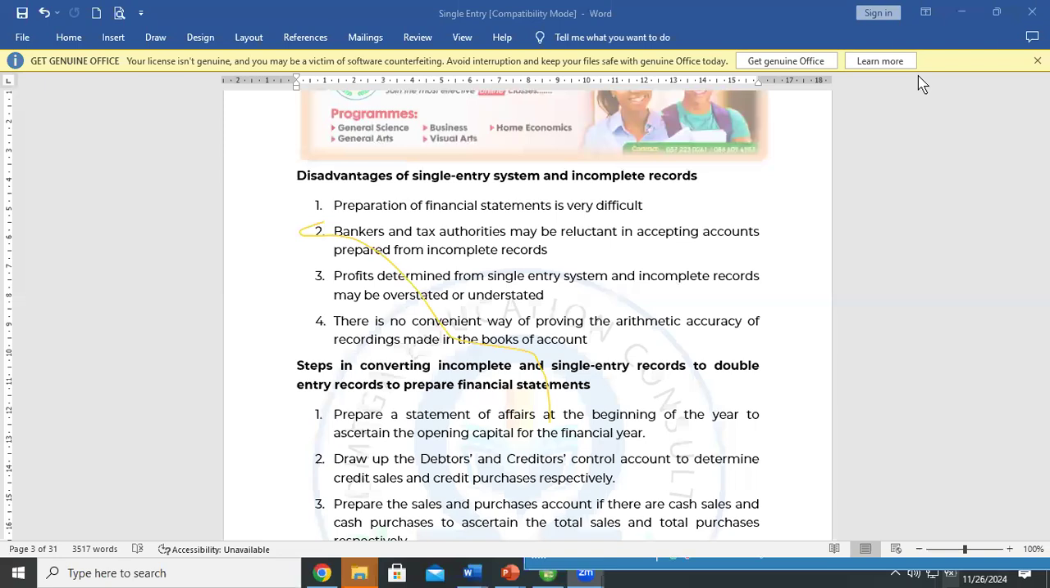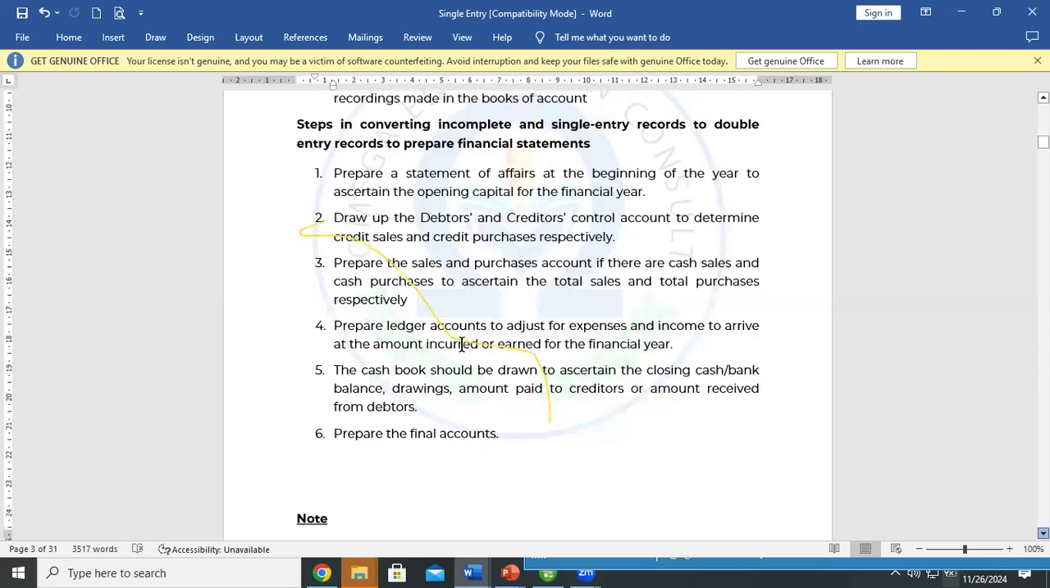So I'm really appreciative of the fact that you acknowledge some of these things happening even with your family business. Okay. Now, like I indicated from the onset, the main reason why we are doing this topic is for us to be able to convert the single entry and the incomplete records into double entry and complete records. At the end of the day, we want to be able to prepare the financial statement. That's the profit and loss account, the trading account, and the balance sheet.